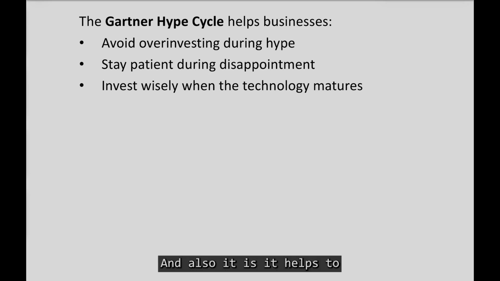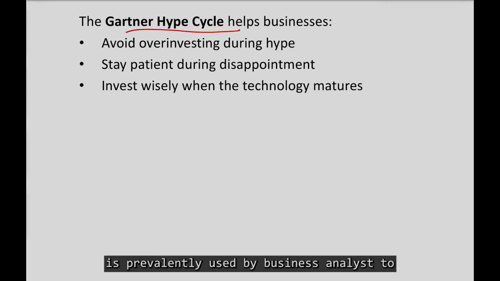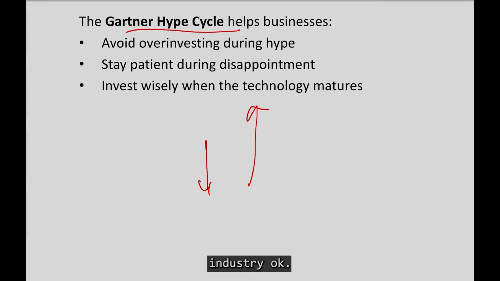Okay, and also it helps to invest wisely. You cannot invest in a technology that cannot come out of the trough of disillusionment. So it advises you wisely that this technology is not going to boom now. It might have growth in 10 to 20 years, but it is a long term investment or goal. So you can go for this, or immediately you can change the technology. Okay, so that is where this Gartner hype cycle comes in. It is prevalently used by business analysts to find out the growth of a technology, whether it will be a negative growth or a positive growth for the particular industry.